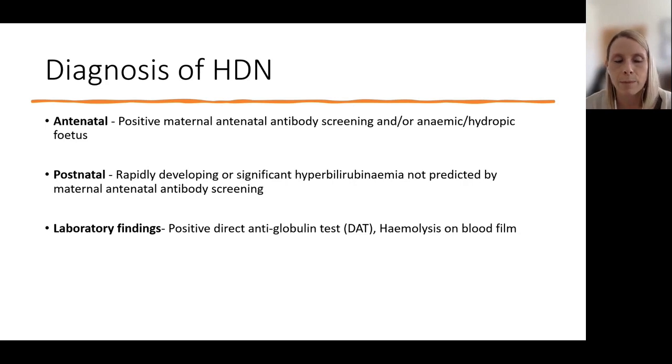And finally, laboratory tests can help us diagnose haemolytic disease of the newborn in the context of the clinical picture. So we do a direct antiglobulin test or direct Coombs test to look for evidence of hemolysis. And we can also do a blood film to look at evidence of hemolysis, and we can look at the hemoglobin and the bilirubin levels, which all, with the clinical picture, can help us understand what is going on with that baby.